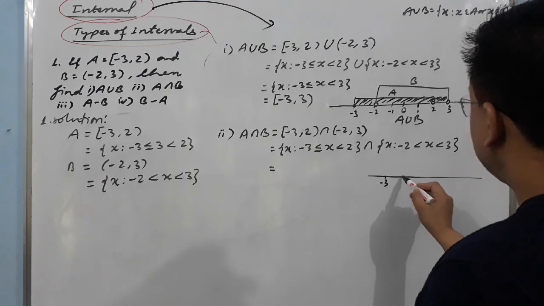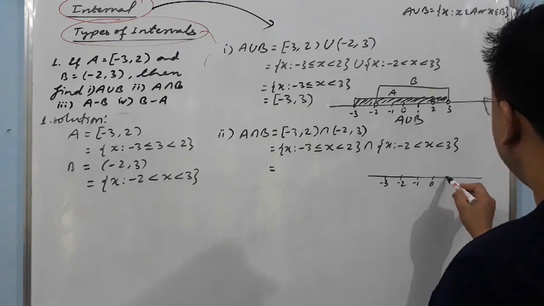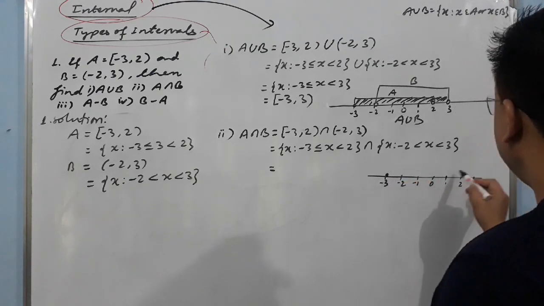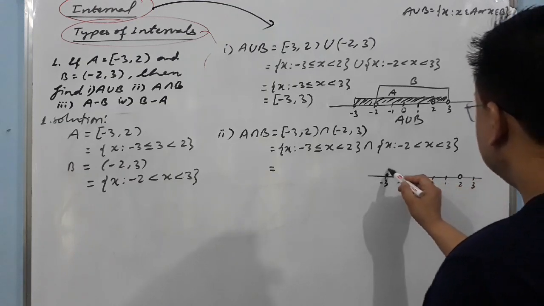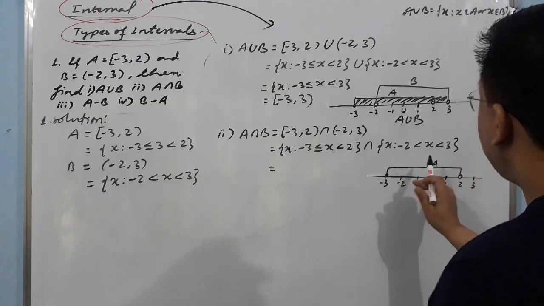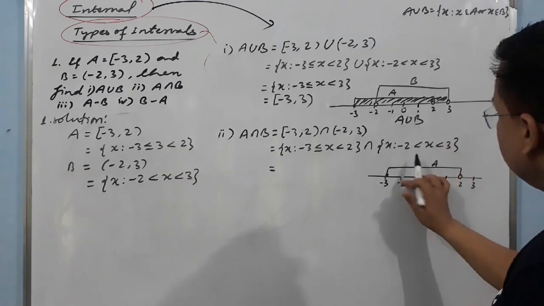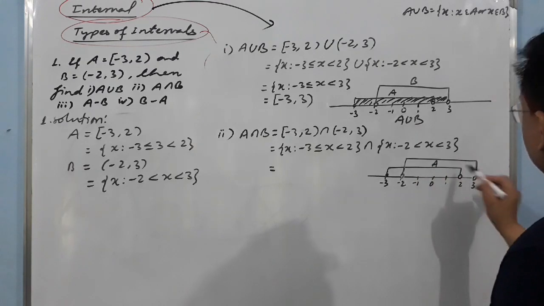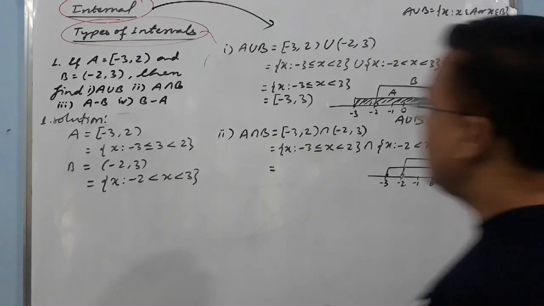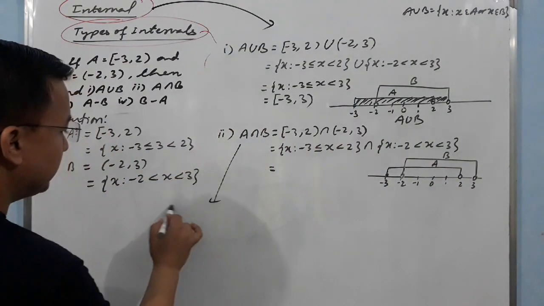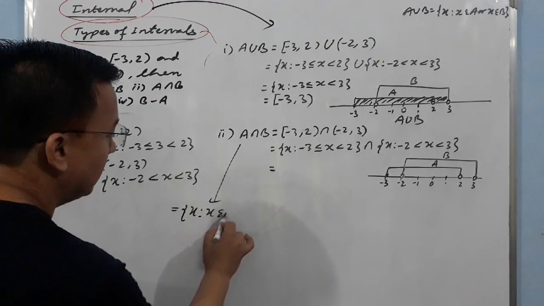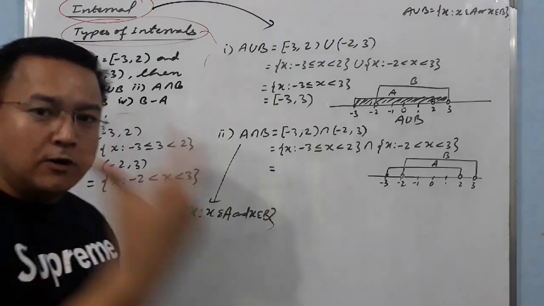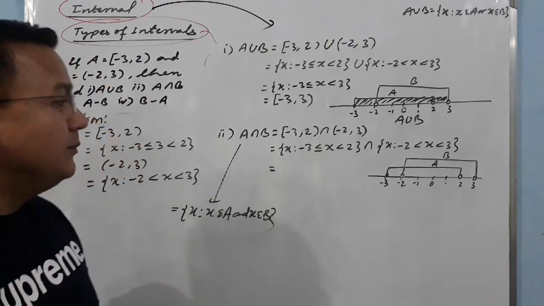Okay, here negative 3, negative 2, negative 1, 0, 1, 2, 3. So I'm going to draw for A firstly, and here this is A, and now I'm going to draw for B, empty circle, here also empty circle. This is your B. As we know A intersection B, what is the definition of A intersection B? x such that x belongs to A and x belongs to B. Means the set of elements that belong to both A and B.